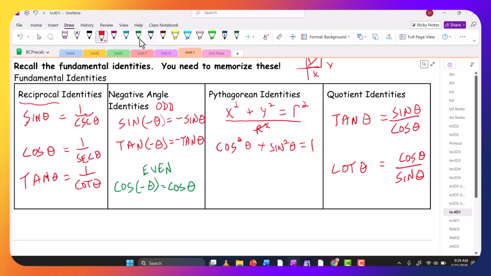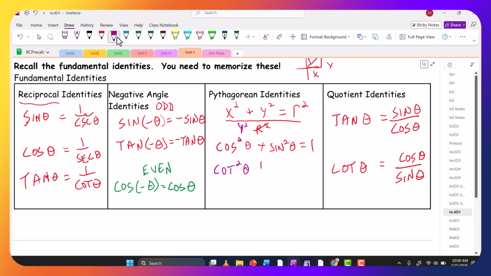Fine, I'm done with that. Then I'm going to change colors. Now I'm going to divide by y squared. Why? Because now I can get a different identity. What's x over y? Maybe I made that a little too hard. What's x over y? It's not y over x. That's cotan. So this one, when I divide by y squared, I get cotan.